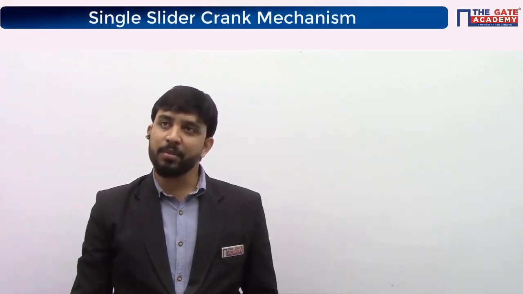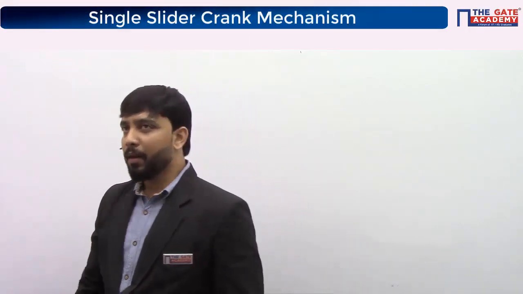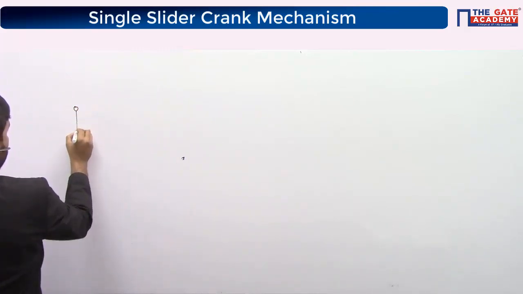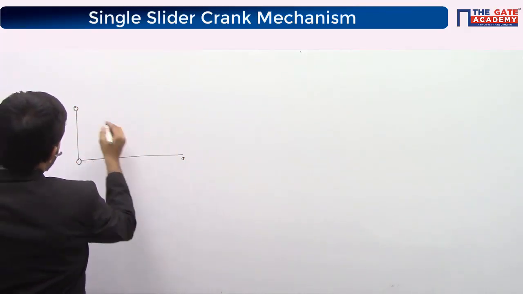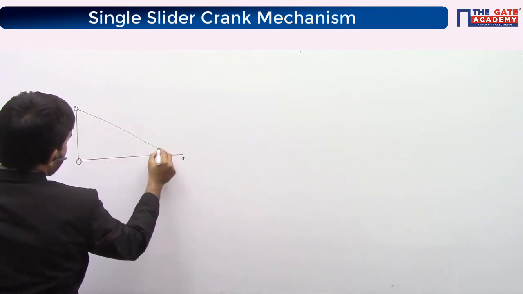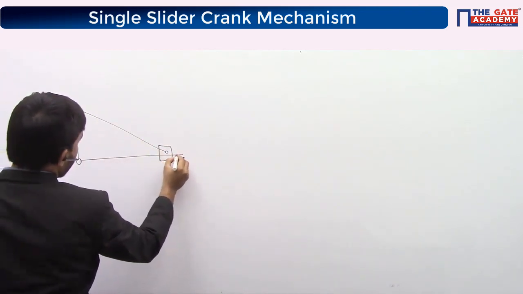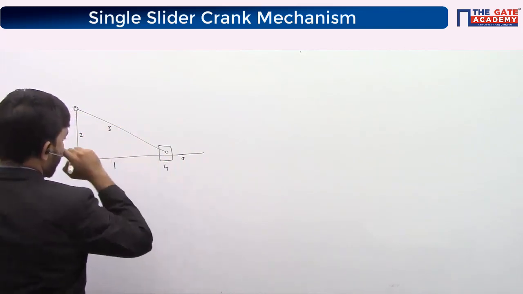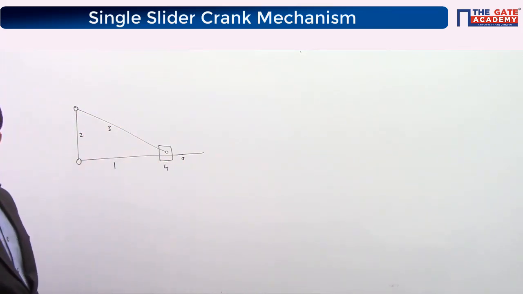So we have seen the Whitworth mechanism and we have seen the slotted bar mechanism. If you look at both mechanisms, this is the slider crank chain. So this is link number 1, this is link number 2, this is link number 3, and this is link number 4. These are the four different links.